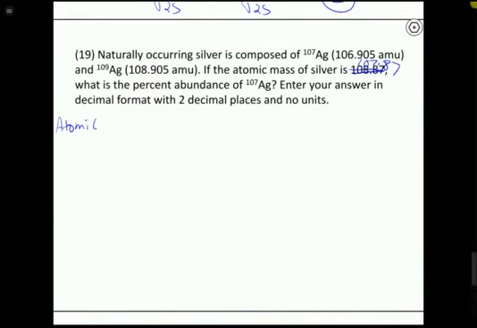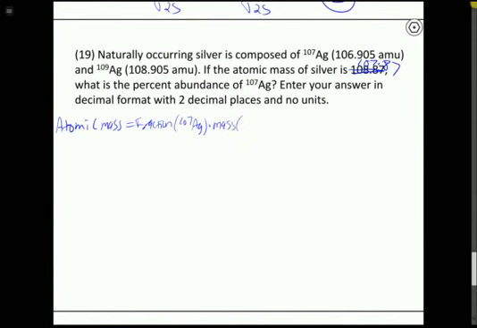So we have the atomic mass is going to be equal to the fractional abundance of each isotope times its mass, and we add all those terms together. So in this case we have 2 isotopes, 107 and 109. So our atomic mass is going to be the fractional abundance of 107 silver times its mass plus the fraction of 109 times its mass.